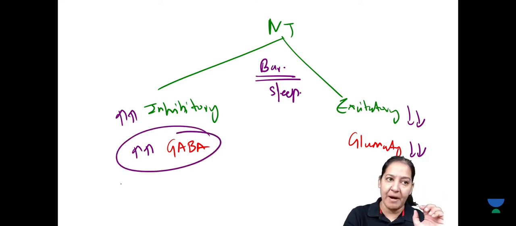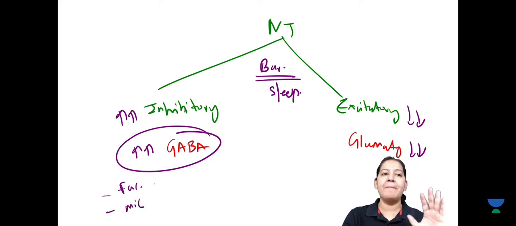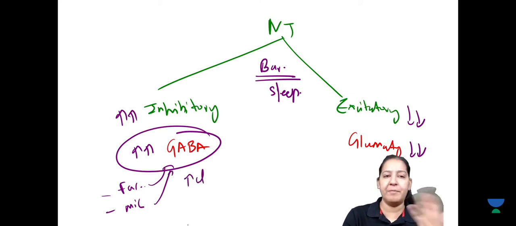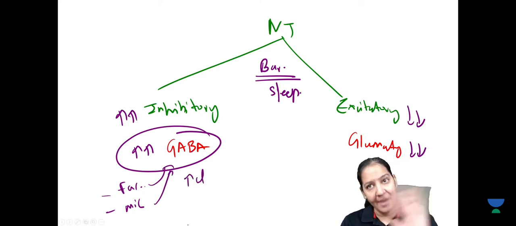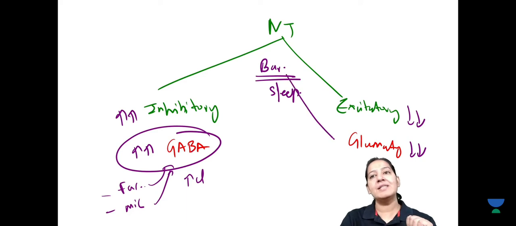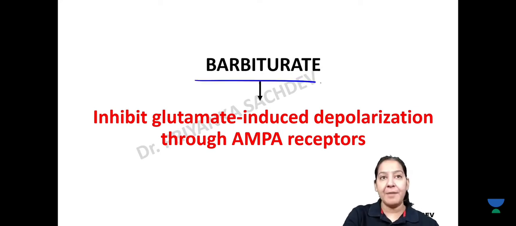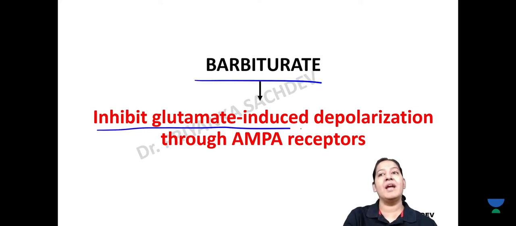One is GABA facilitatory action. One is GABA mimicry action. In both of them, the GABA is more. There is more GABA, so more chloride, more hyperpolarization, more inhibition. But the third action of the barbiturate is inhibition of glutamate. It is inhibition of the excitatory neurotransmitter. So this is the third action in front of you. Barbiturate inhibits glutamate-induced depolarization.